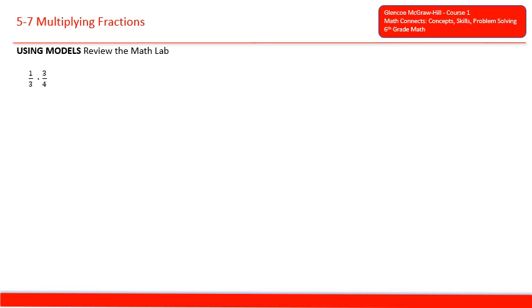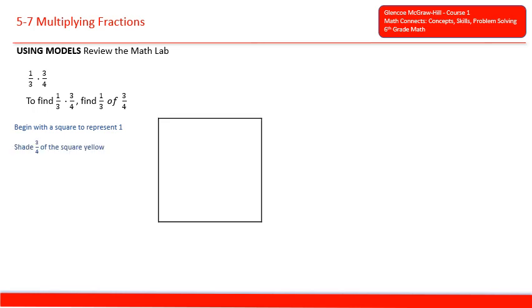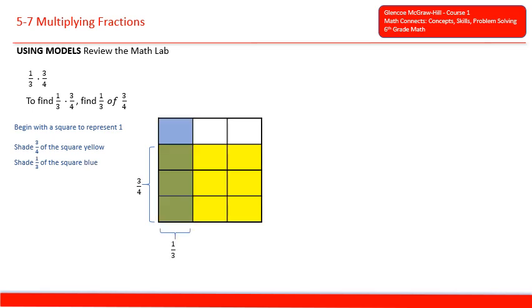Review the math lab. So 1/3 times 3/4. Find 1/3 times 3/4. Find 1/3 of 3/4. Begin with a square to represent 1. Shade 3/4 of the square yellow. And then shade 1/3 of the square blue.